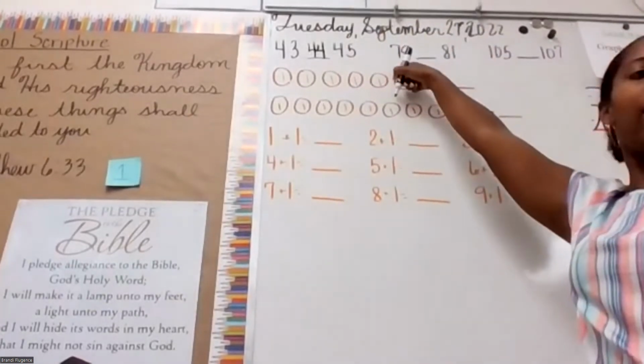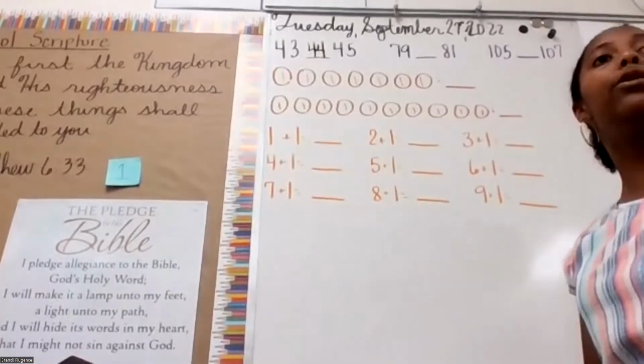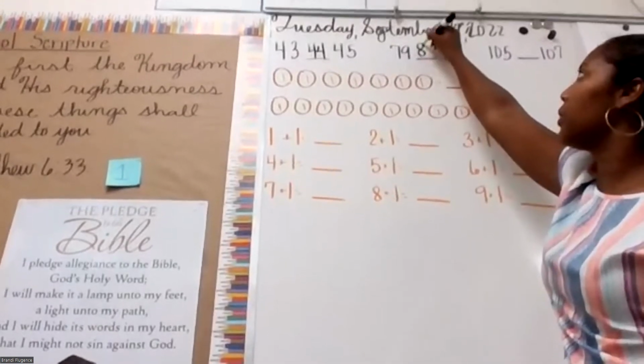Next, I have 79. I'm ending with 81. What number will go in between the 2? 80.